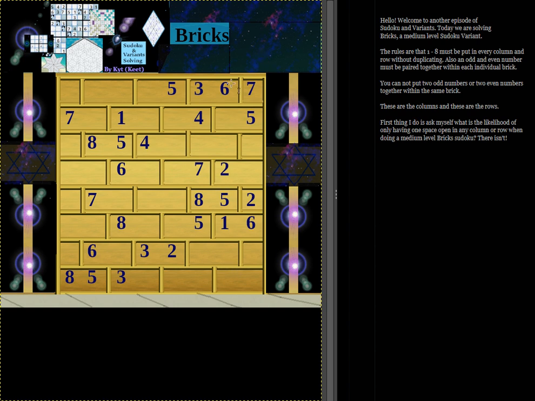These are the columns and these are the rows. First thing I do is ask myself, what is the likelihood of only having one space open in any column or row when doing a medium level brick Sudoku? There isn't. So we will arbitrarily look at column 3.